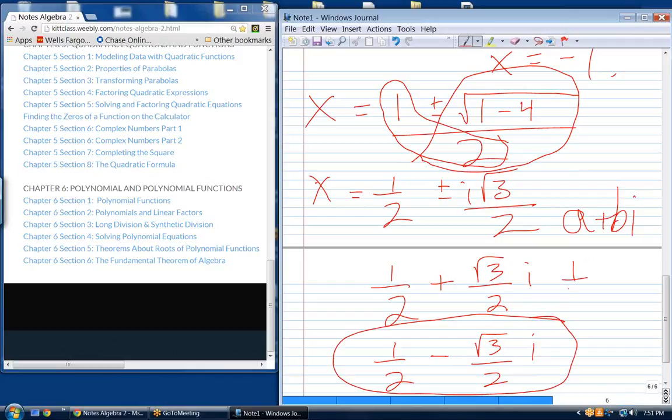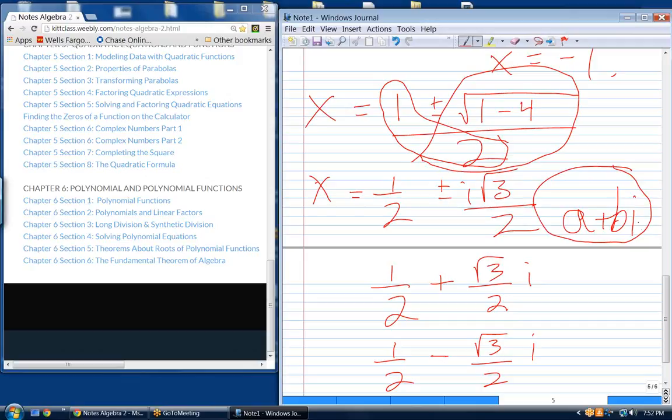Whereas if I said 1/2 minus i root 3 over 2, that's really not a plus bi. So even though there's danger of having it be interpreted as being under the radical sign, still standard format is a plus bi. There's no getting around it. So we need to put that coefficient in front of the i.